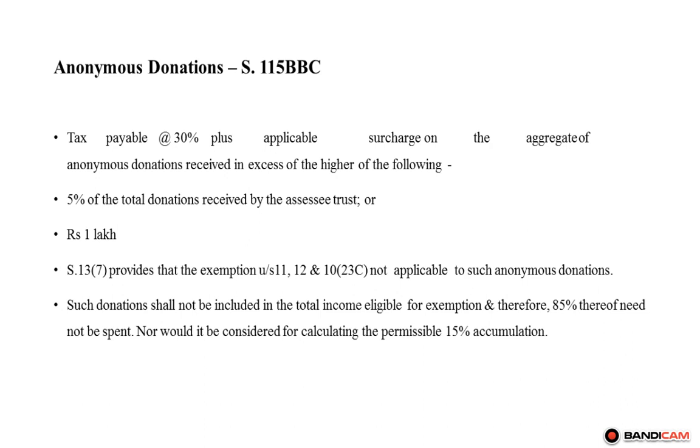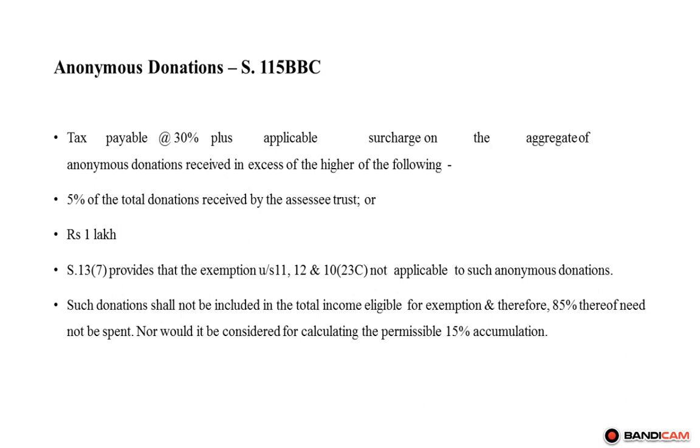So here, 5% of the total donation received by the trust or rupees 1 lakh, whichever is higher, is taken into consideration. That amount is deducted from the anonymous donation, the remaining balance of the anonymous donation is taxable, and we compute 30% on the taxable anonymous donation. Then section 13 subsection 7 provides that the exemption under sections 11, 12 and 10 subsection 23C is not applicable to such anonymous donation. So here, exemption for anonymous donation is not applicable.